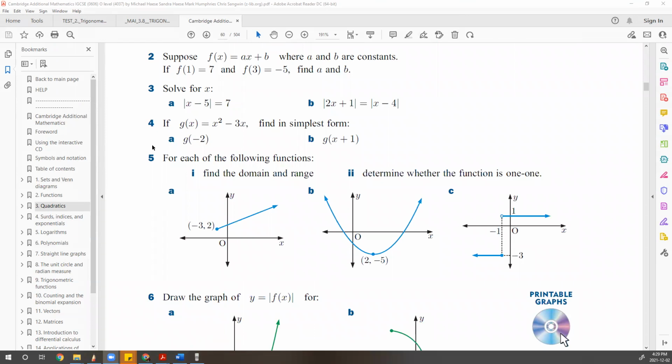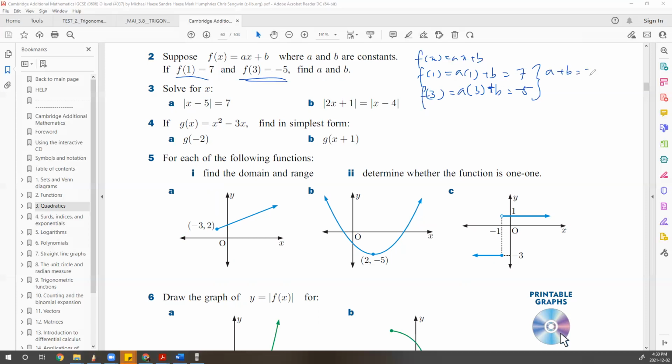Okay, solve for x. Number 2 is quite interesting because we deal with the extra topics, integrated topics. f(x) equals ax plus b, right? It's given f(1) equals 7, so f(1): a times 1 plus b is equal to 7, right? And f(3) is a times 3 plus b equals -5. So in order to solve a and b, you have to do the elimination formula, right?